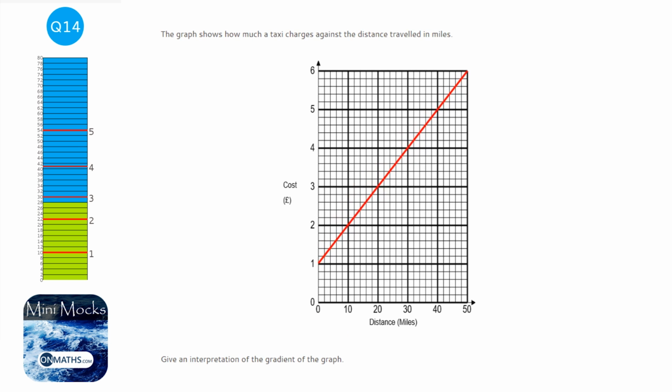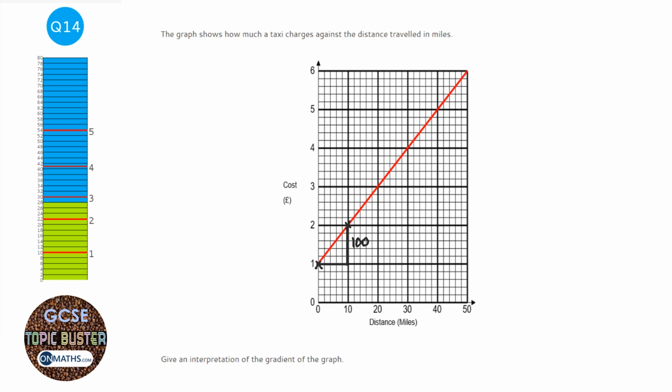To answer this question, first of all, we need to know what the gradient is. So what you do is you pick 2 points that you know the coordinates of, which is that one and that one I'm going to pick. Works with any of them. And we work out how much up and how much across it's gone. Well, it's gone 1 up, but I'm going to do this in pence. So I'm going to say it's gone 100 pence up, and it's gone 10 miles across.